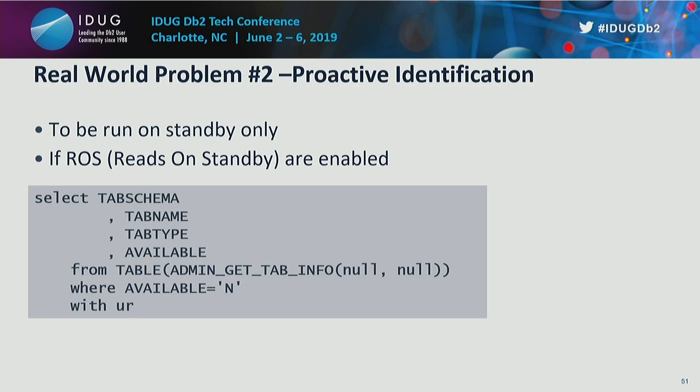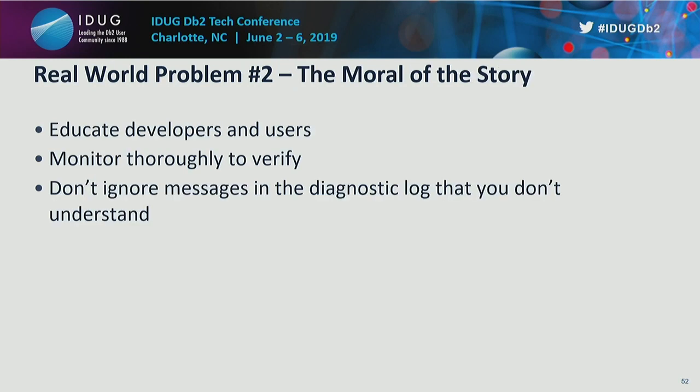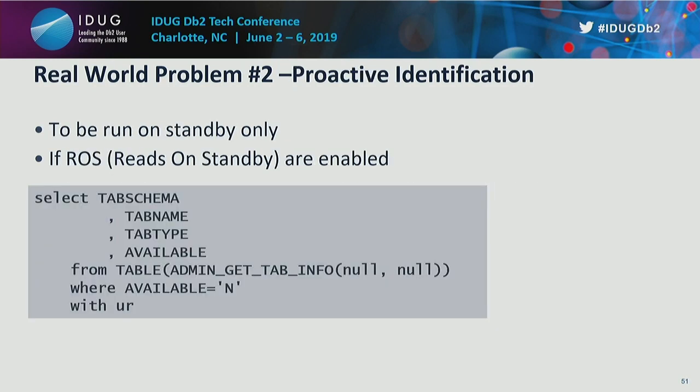So if reads on standby are enabled, you can also identify this by using this SQL right here. That's part of any health check I do. When there are reads on standby enabled, I can easily identify any tables that have had this done that are in a non-available state on the standby.